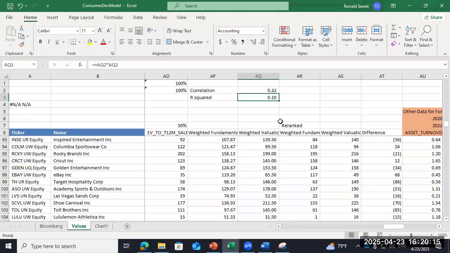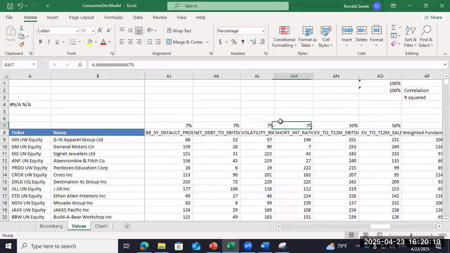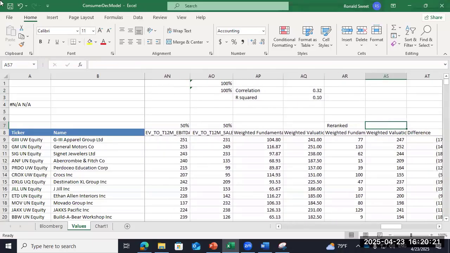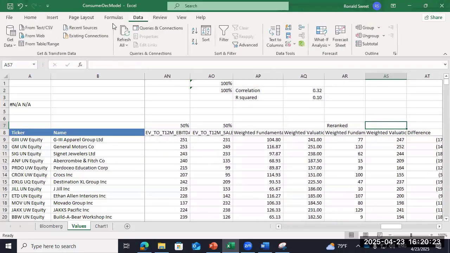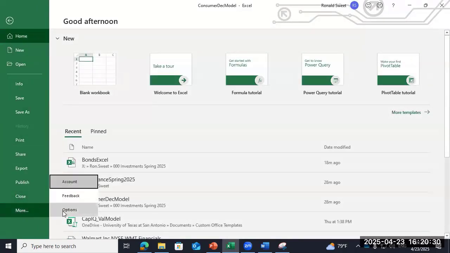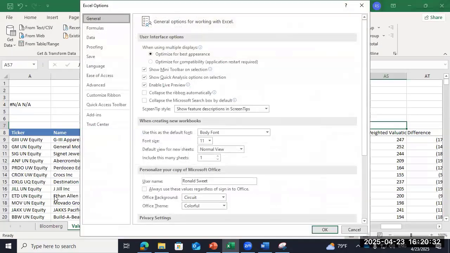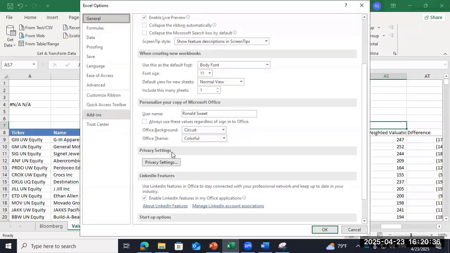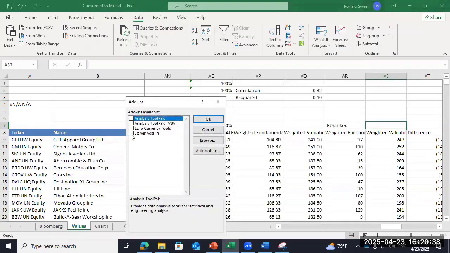How can I improve that? Well, I can improve it by telling the model to change these ranks to increase my correlation. And what function could I use? I need Solver. Do y'all use Solver? How many of y'all use Solver? Some of y'all, I use it all the time. I think it's amazing. So let me add Solver in here.